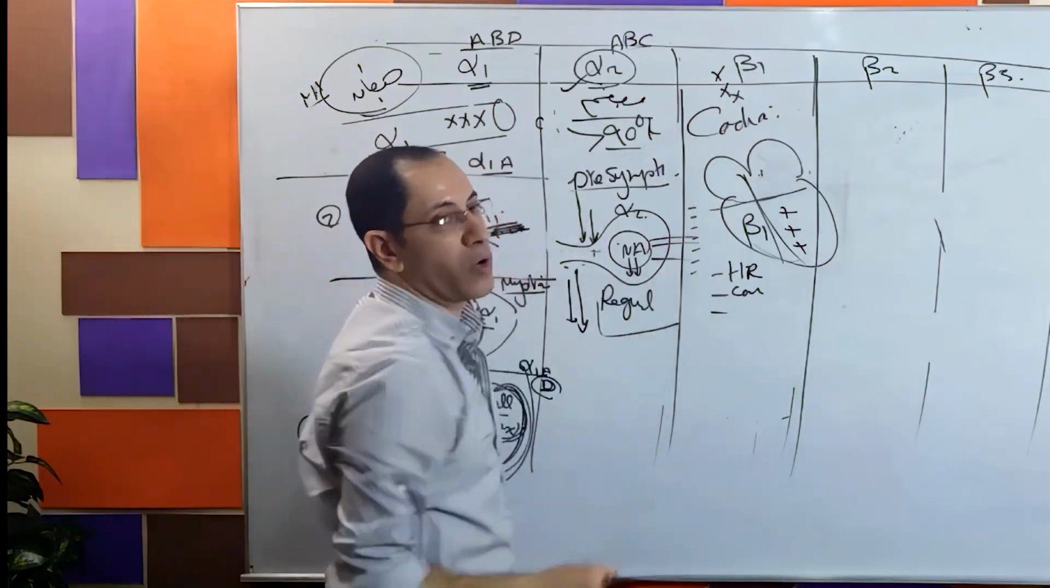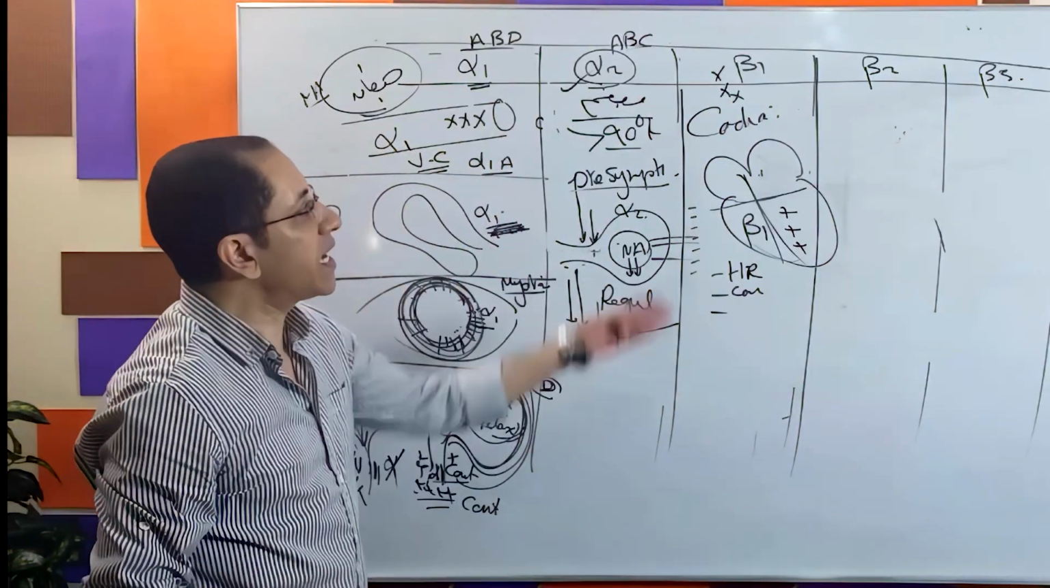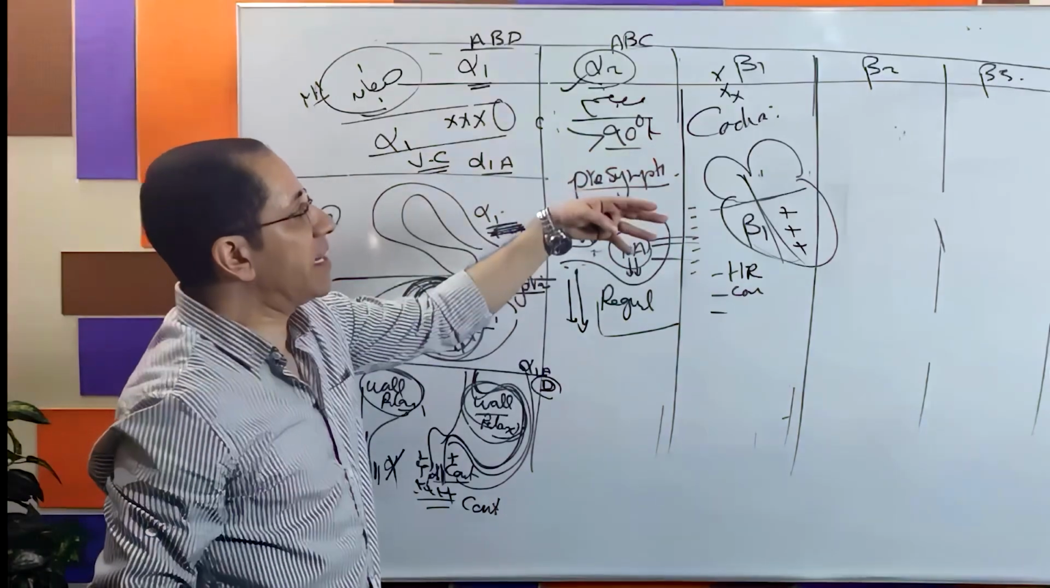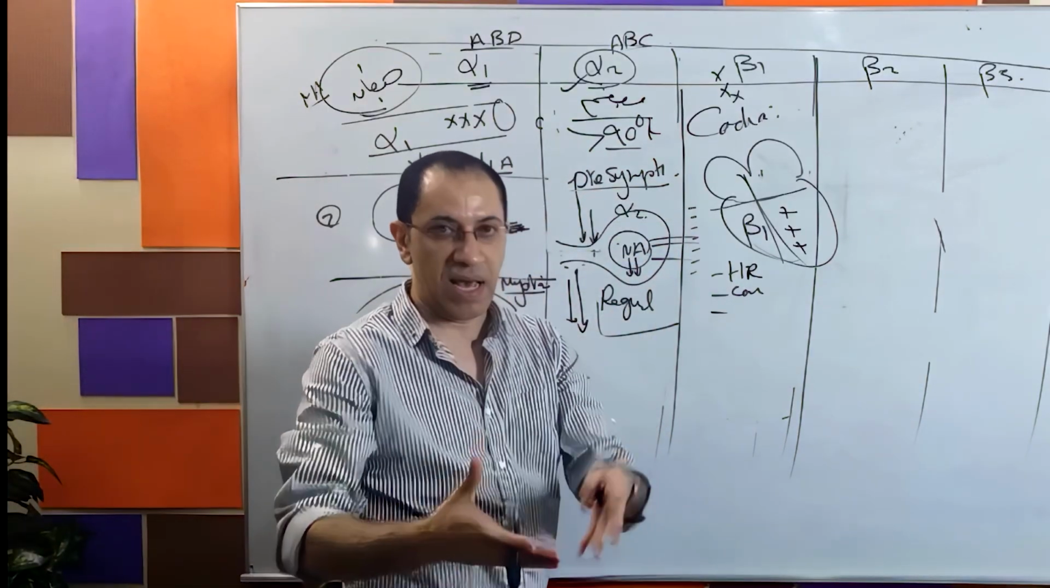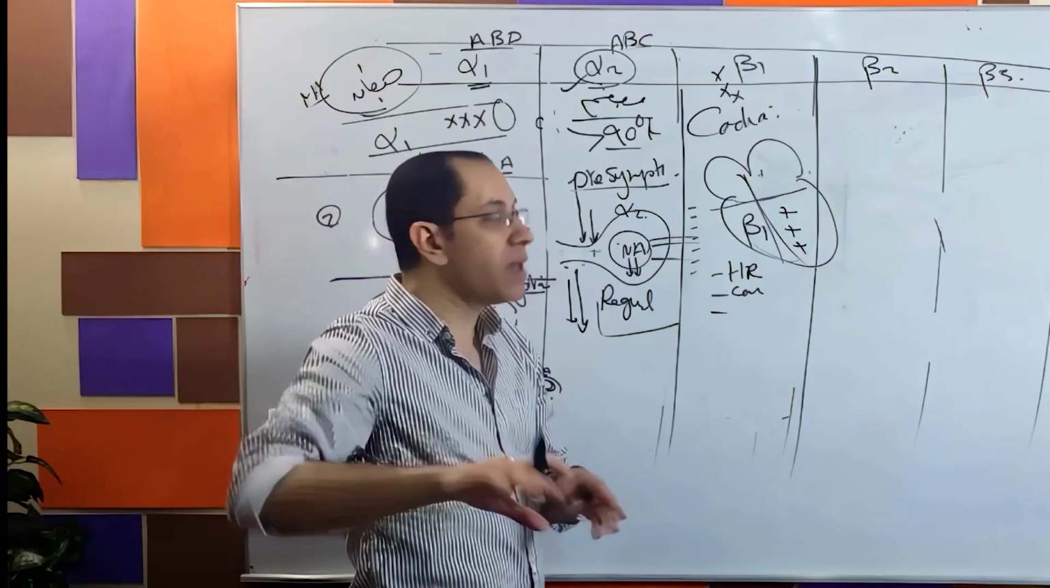Then you have to give him a beta blocker. Until now, we don't know if it has subtypes or not. Let's hope to discover its subtypes soon. I'm sure it has subtypes, but this is not important for you.